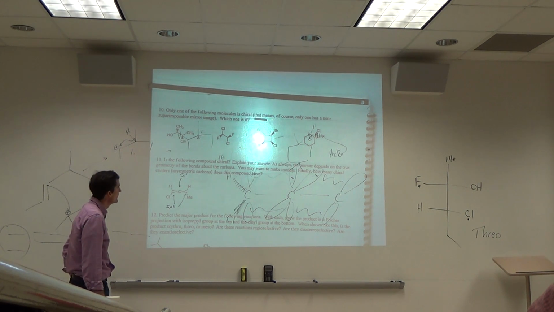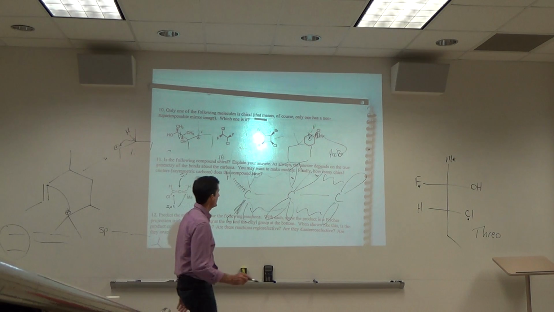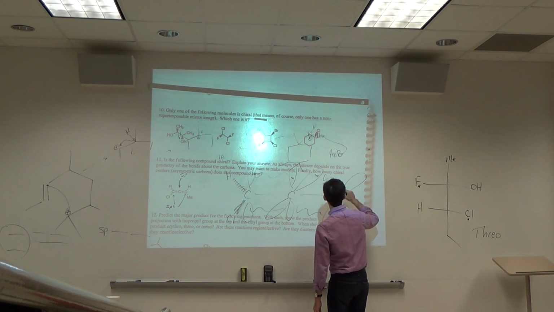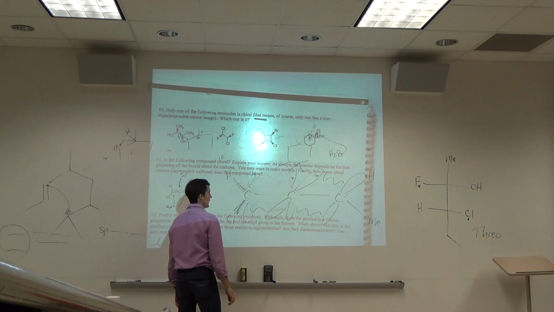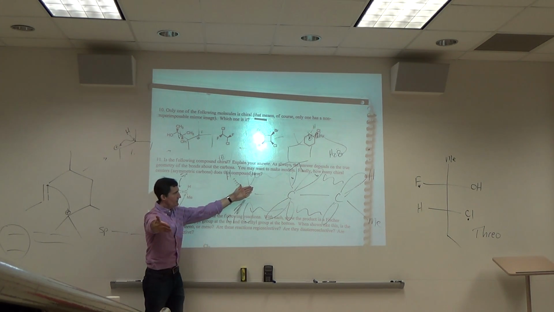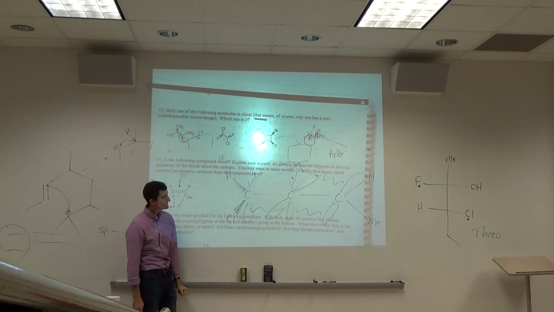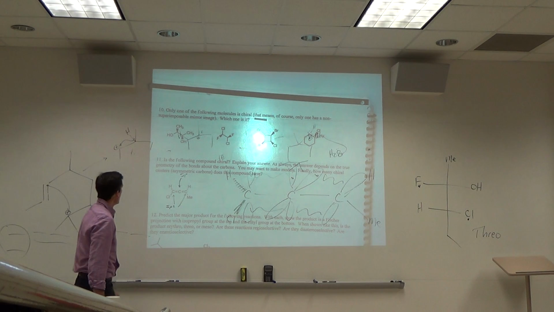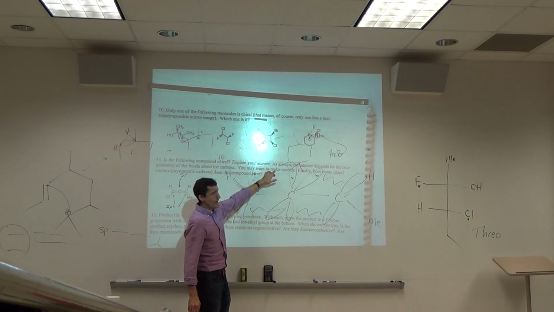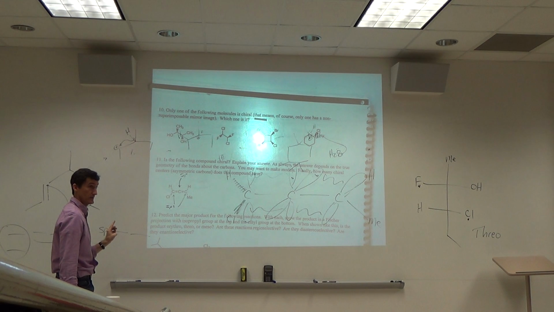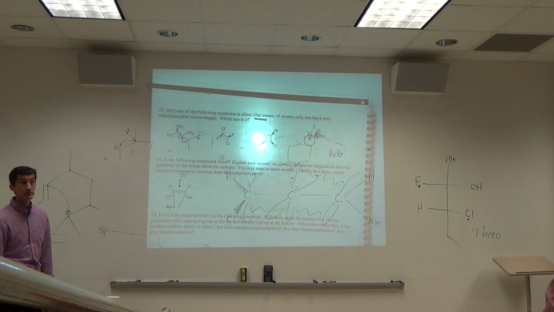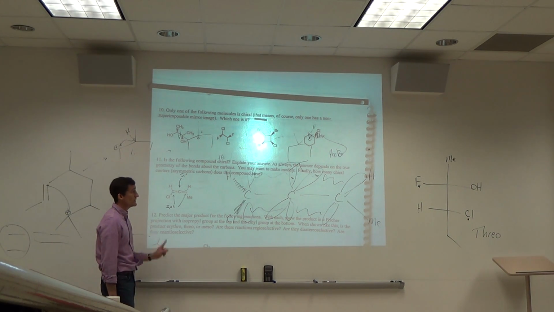We really need a model to do this. If we put the substituents on here, one H is straight up and one is straight down. You cannot cut right through here. Chlorine's coming out, H is going back. You may want to make models. This is an example of a compound that does not have chiral carbons, yet it's a chiral molecule. Okay? You don't actually have to have a chiral carbon to be chiral. You really need models here.